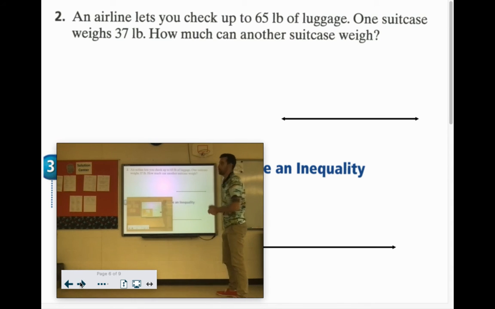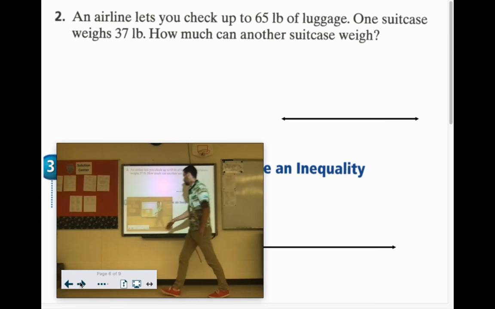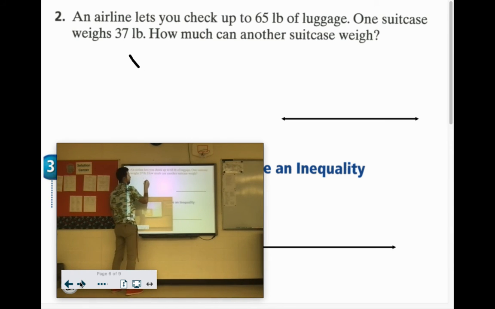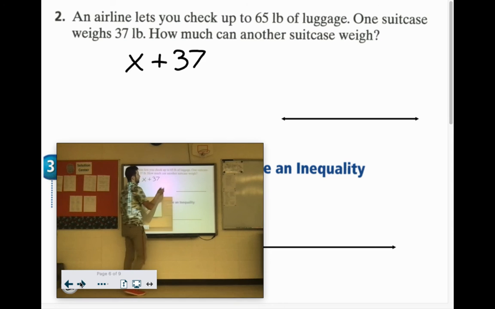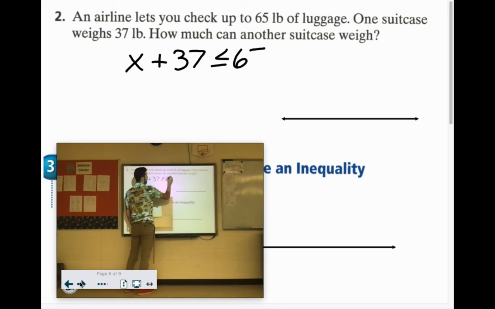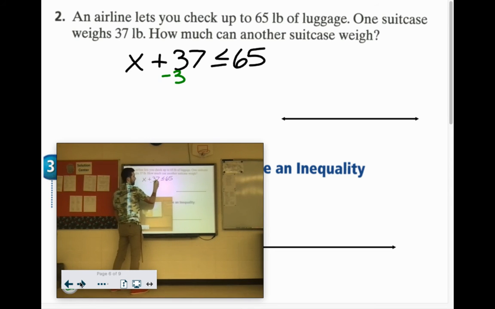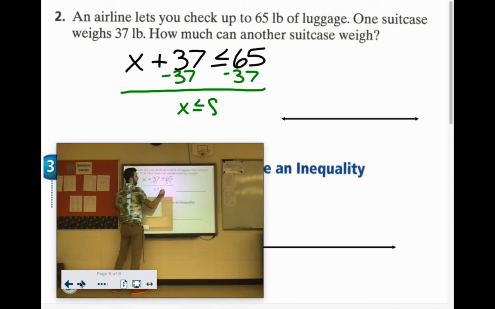All right, try this one out. An airline lets you check up to 65 pounds of luggage. One suitcase weighs 37 pounds. How much can another suitcase weigh? Here is our first suitcase. We don't know what it weighs. Plus our 37 pounder. It can be up to 65 pounds. So it can be less than or equal to 65 pounds. So we get rid of that 37 by subtracting it. 65 minus 37 would be 28 pounds.